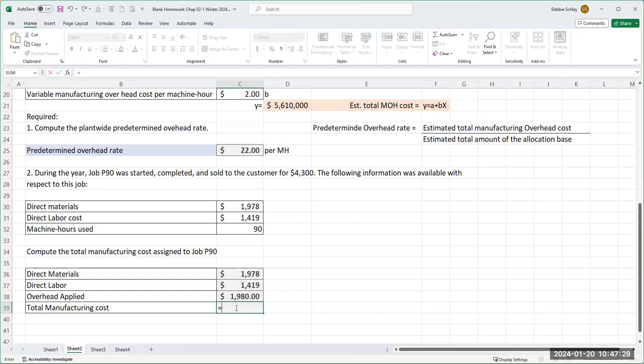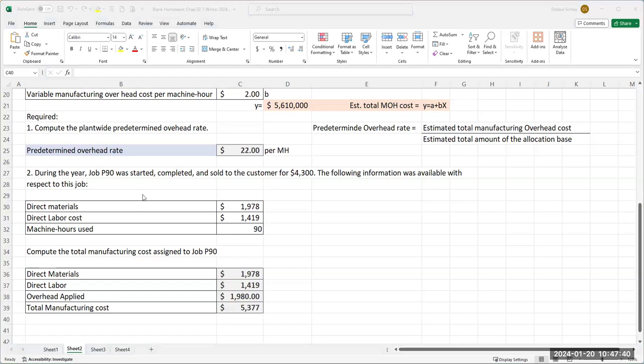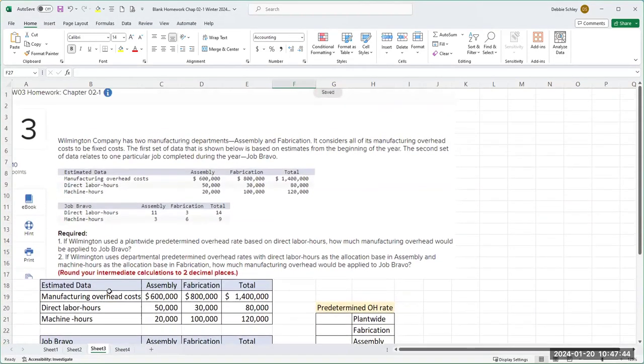And then again, we're just going to sum those three numbers, close parentheses, and there's my answer. Okay, that's all of question 2. Question 3.